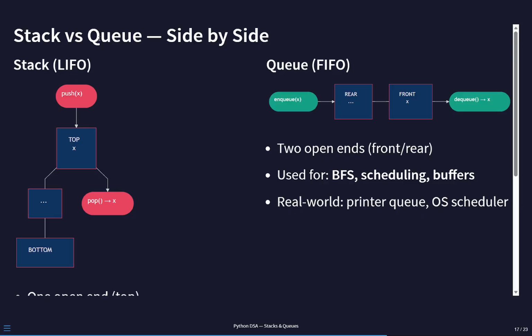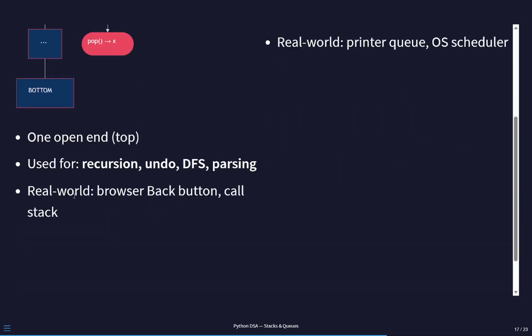The stack has one active end, the top. You push and pop from the same place. It naturally models any process where the most recent thing must be handled first: recursion, undo, bracket matching, DFS, expression evaluation.